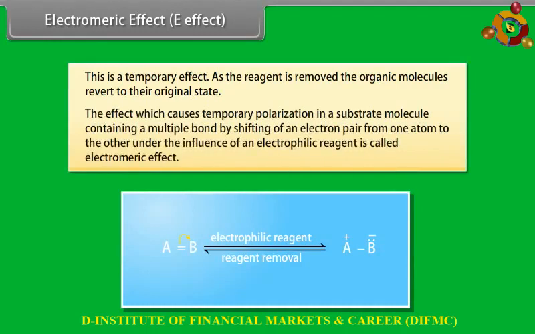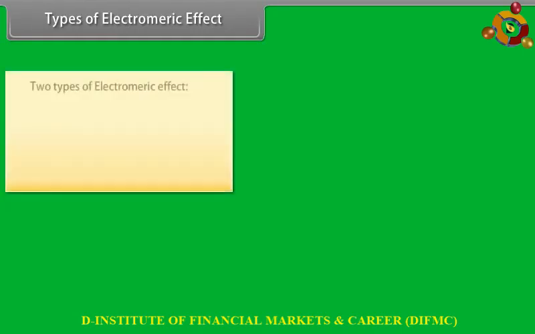The effect which causes temporary polarization in a substrate molecule containing a multiple bond by shifting of an electron pair from one atom to the other under the influence of an electrophilic reagent is called electromeric effect. Types of electromeric effect. Two types of electromeric effect: positive electromeric effect, positive E effect.